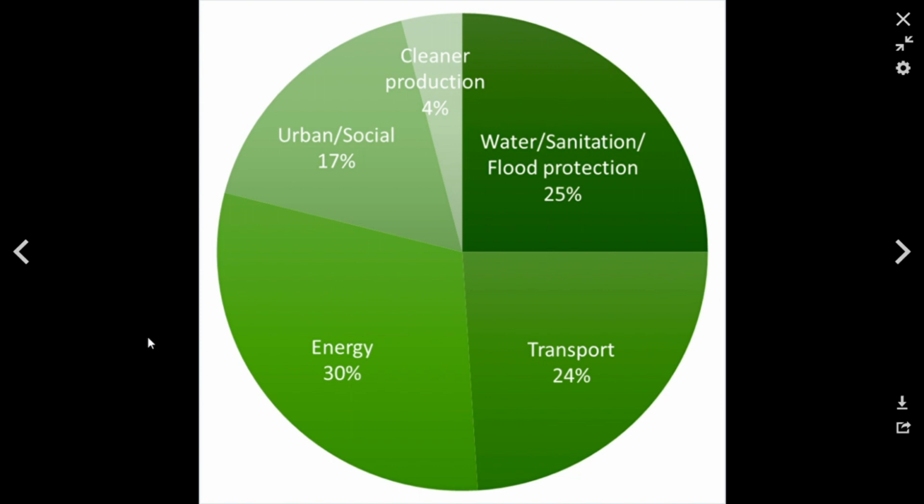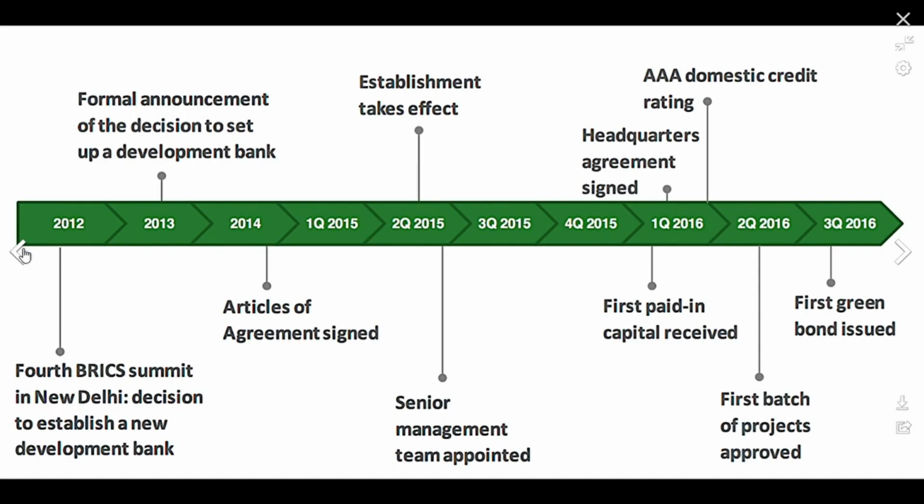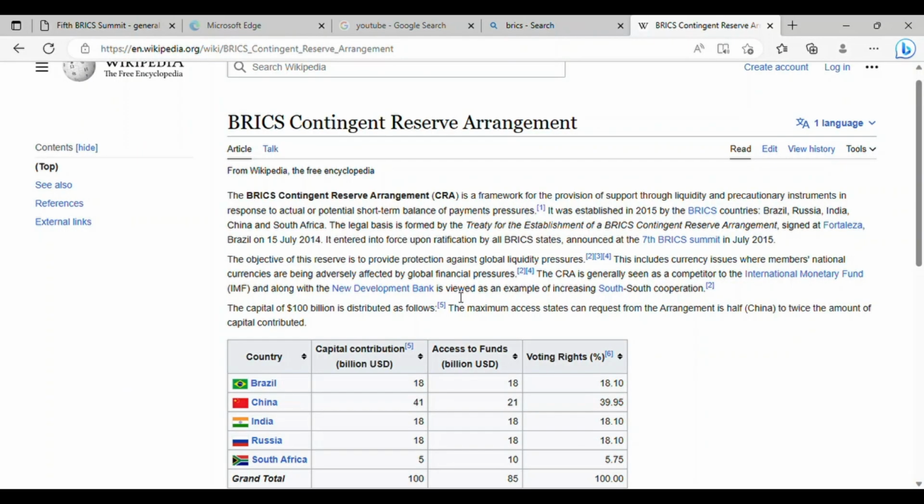The BRICS has expressed interest in funding projects that conform to high environmental standards, including those in the field of infrastructure such as energy, railways, and highways, in the future through their National Development Bank. The BRICS also offered to provide protection against global liquidity pressures through the Contingent Reserve Arrangement, which is generally seen as a competitor to the International Monetary Fund.